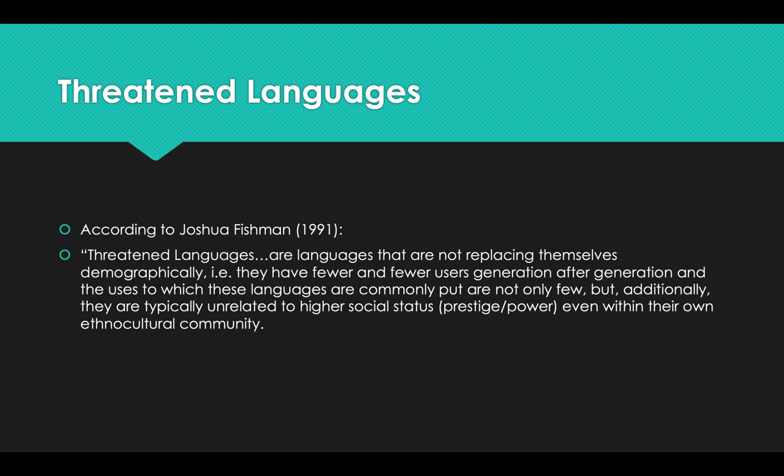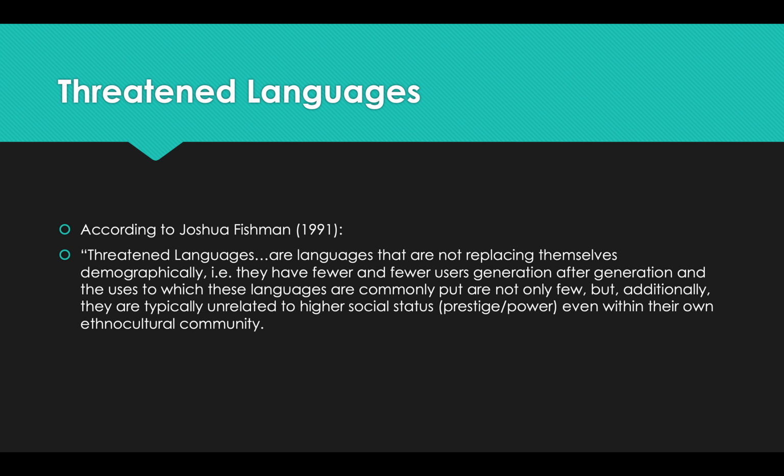So Fishman talks about languages as being threatened. According to Fishman, Joshua Fishman, the linguist who wrote the article, threatened languages are languages that are not replacing themselves demographically, i.e. they have fewer and fewer speakers generation after generation, and the uses to which these languages are commonly put are not only few, but additionally, they are typically unrelated to higher social status, prestige, and power, even within their own ethno-cultural community.